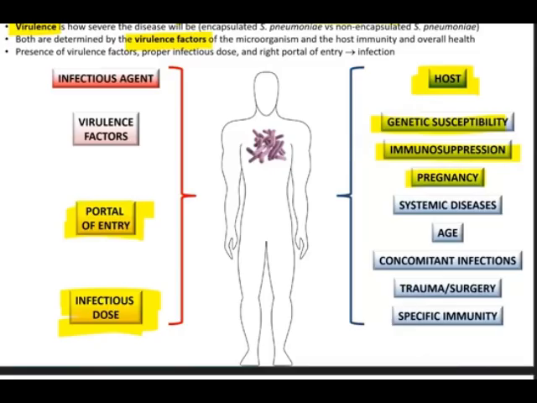Pregnancy, complicated. But generally, yes, let me put it this way. Infection in pregnant women significantly increases the risks of fetal complications. Not as much for women, but fetal complications, sure. Systemic diseases, obviously, somebody has diabetes, it's not good. Age.